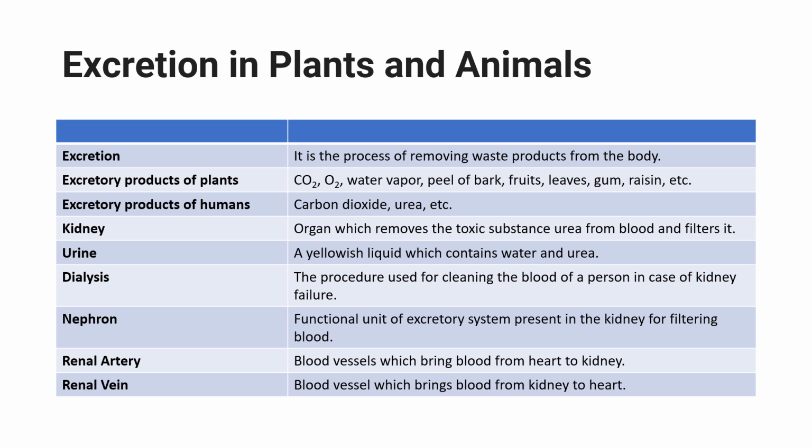Nephron, a functional unit of excretory system present in the kidney for filtering blood. Renal artery, blood vessels which bring blood from heart to kidney. Renal vein, blood vessel which brings blood from kidney to heart.